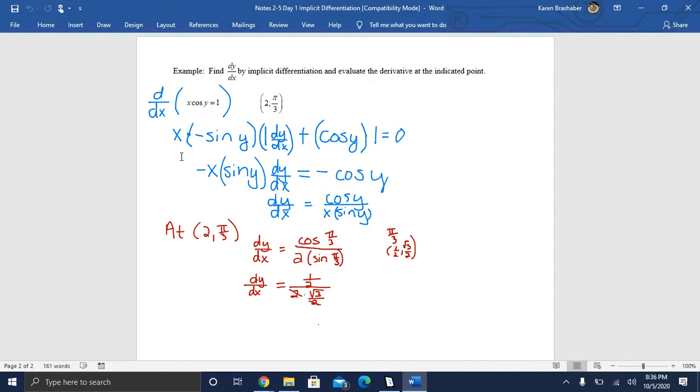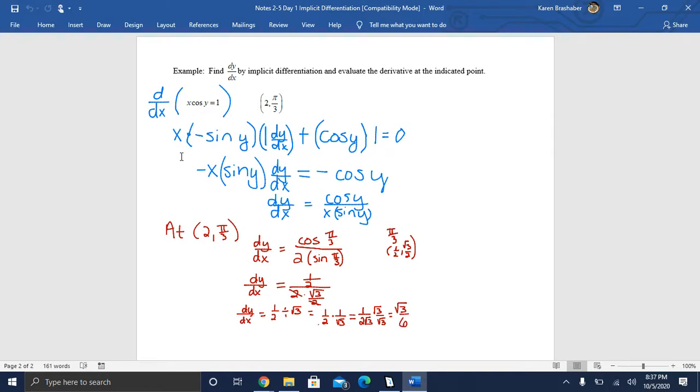So now you have 1/2, and it's divided by the square root of 3, which would be 1/2 times 1 over the square root of 3, which is going to be 1 over 2 square root 3. And then if you rationalize it, multiplying by the square root of 3 over the square root of 3, you would get dy dx equals the square root of 3 over 6.